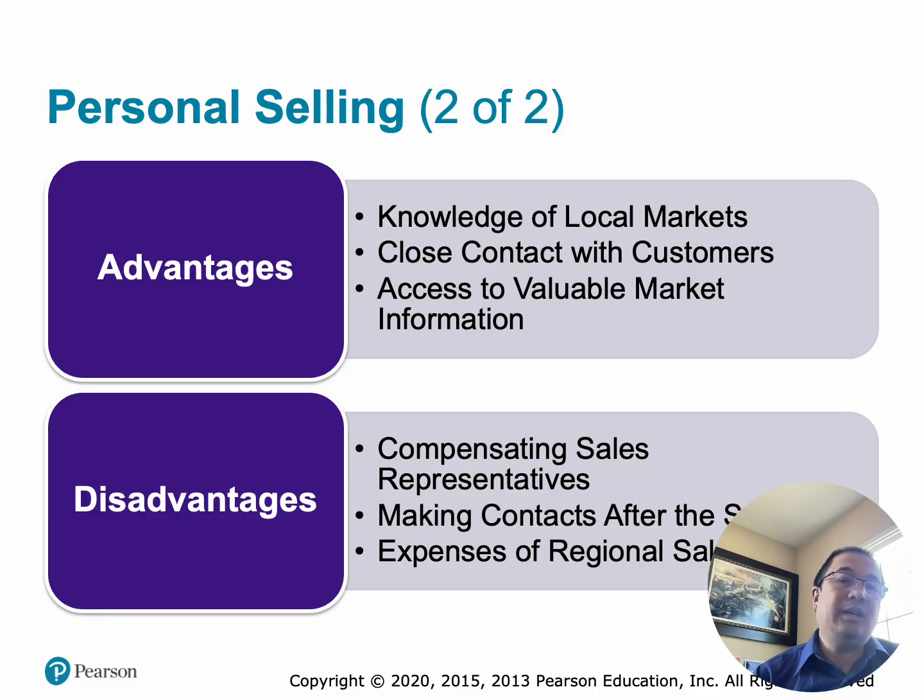Number two, making contacts after the sale. Personal selling requires outgoing customer contact as well as ongoing customer support. Salespeople often need to follow up with customers, resolve complaints, provide technical support, and maintain relationships. A company selling industrial machinery may need years of post-sale customer contact. This requires time and resources.